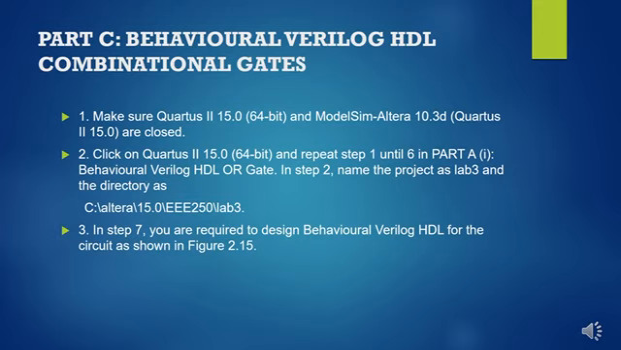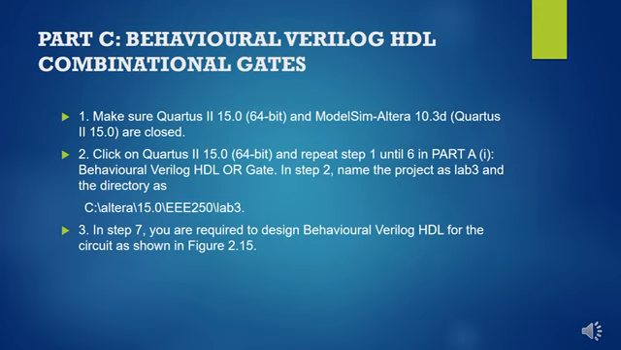Now, we come to the second last part, which is Part C, Behavioral Verilog HDL Combinational Gates. Firstly, make sure Quartus II 15.0 64-bit and ModelSim Altera 10.3D are closed properly. Secondly, click on Quartus II 15.0 64-bit and repeat Step 1 until Step 6 as instructed for the first part in procedure A. Name the project as Lab 3 and save it in C directory.